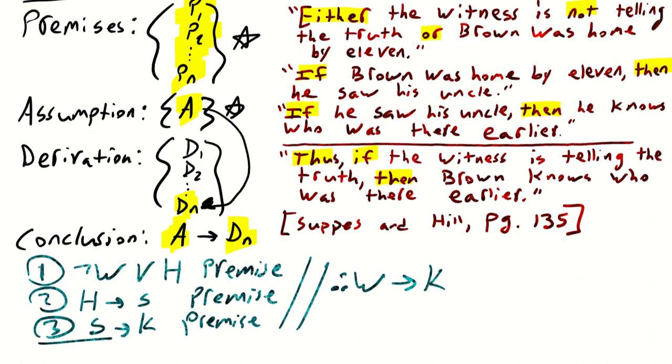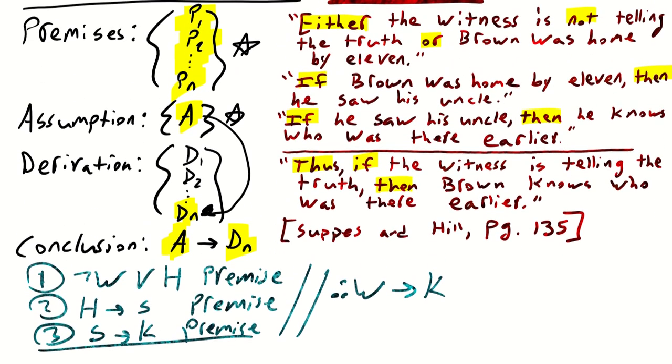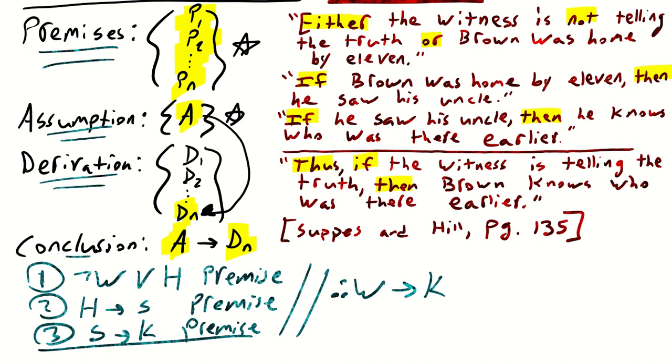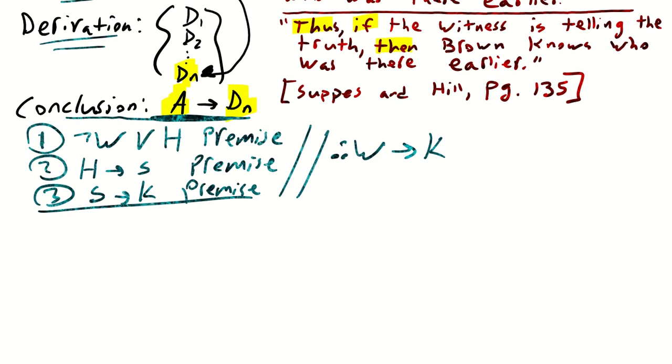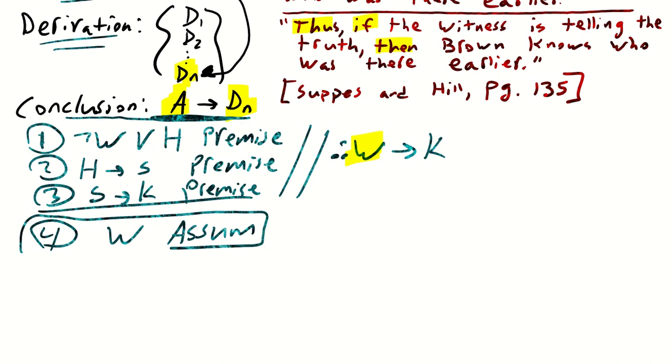Okay. So we'll do a conditional proof. We have a set of premises. We're going to make an assumption. We're going to do some derivations. And then we should reach a conclusion of this conditional form. If A, then d sub n. Okay, so let's begin. We're going to assume that W, and that is an assumption. So for line 4, we'll get W, and that's just an assumption. And because it's an assumption, we're going to, so to speak, place it under quarantine, because it's just an assumption.